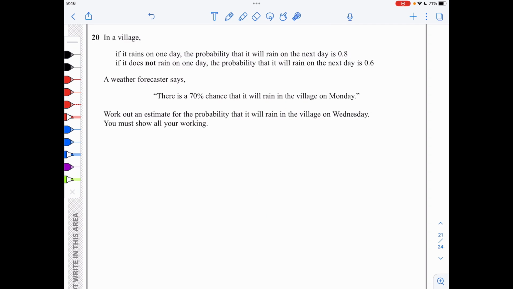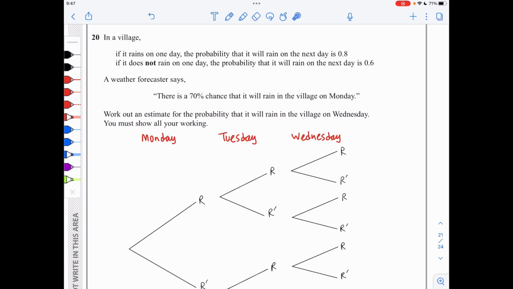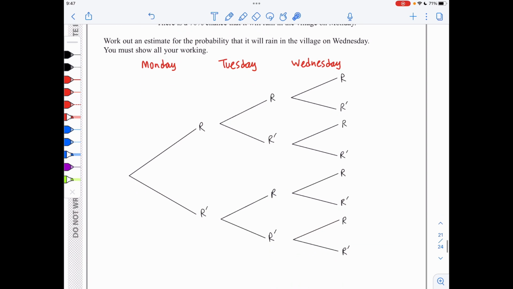In 20, we are told that if it rains on a given day, the probability to rain on the next one is 0.8. If it does not rain, then it will rain the next day with a probability of 0.6. And we've got someone who says that there's a 70% chance it will rain on Monday, and we are wondering what's the probability it will rain on Wednesday. So we will approach this through a tree diagram, and we have the 3 days, so it's 3 sets of branches. Monday, Tuesday, Wednesday, it could rain or not.